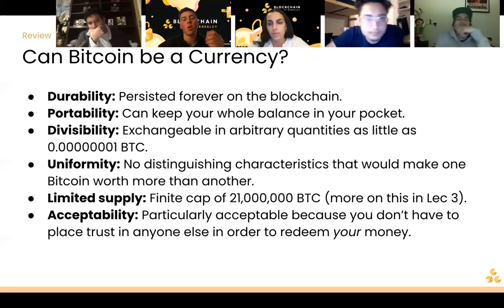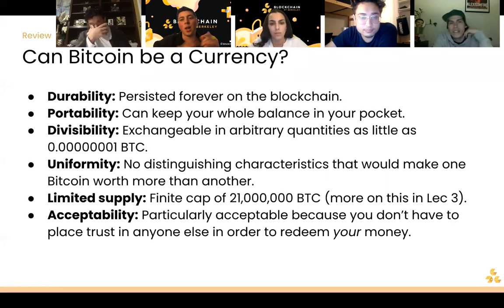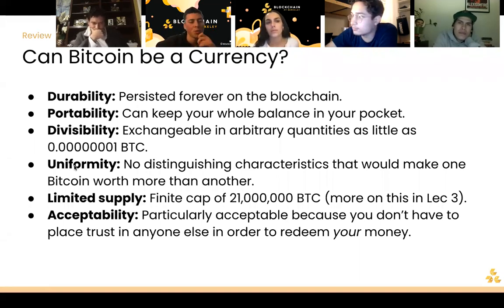And divisible. As some of you might know, you don't need to actually buy one full Bitcoin. You can buy anything from as many full ones as you want down to one times 10 to the -8, which is called a Satoshi. That's the smallest unit you can buy, and it is this number right here. So you can buy really small quantities of Bitcoin.